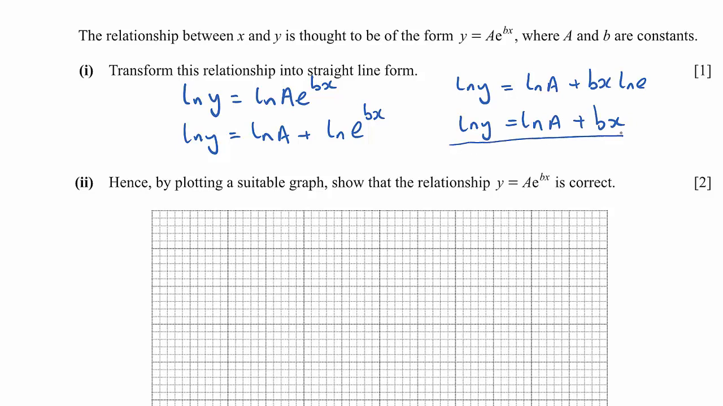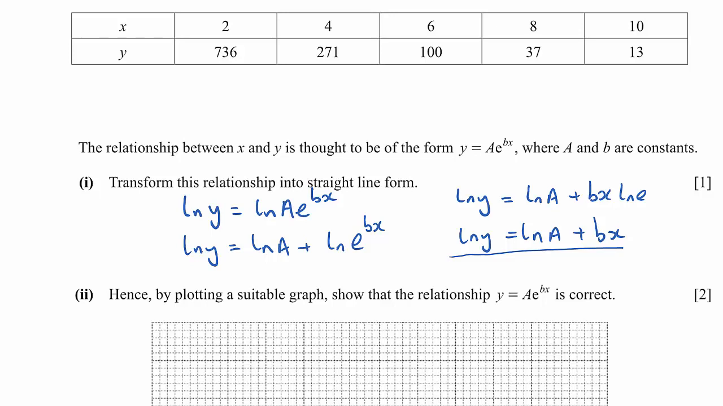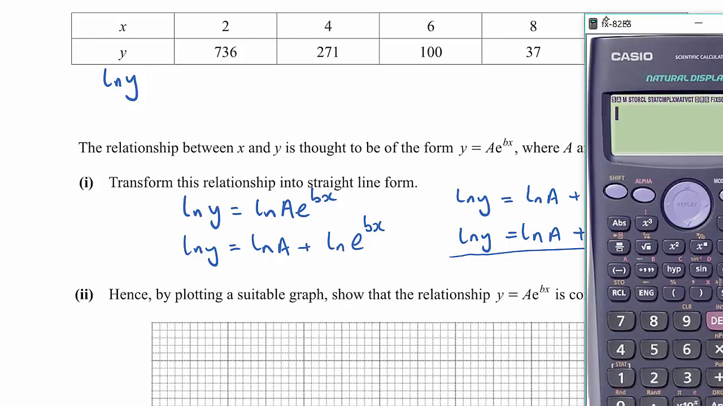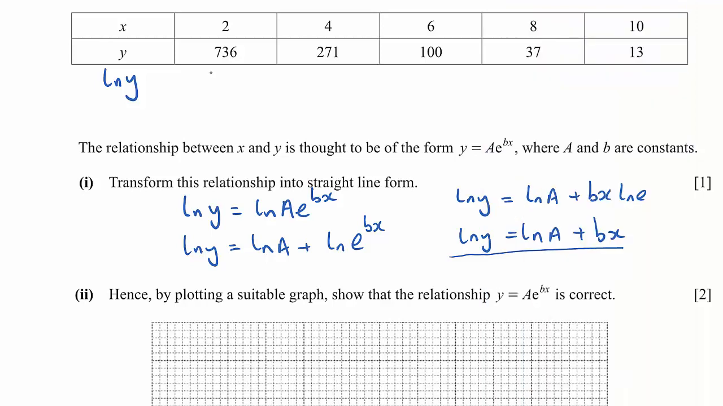So what I need to do is plot a graph of ln y against x. So that's part 2, which is plotting a suitable graph. So we're going to need values of ln y, and so I'm going to bring in the calculator to do that. So we want ln 736 to start with. That gives me 6.60.